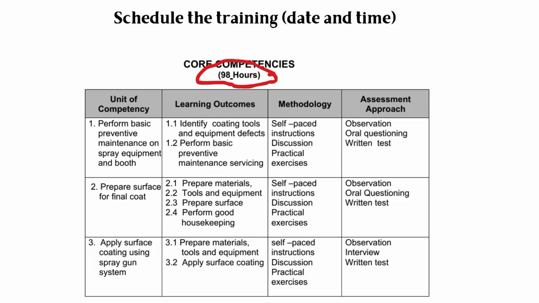Last is the schedule of the training. Date and times refer to your TR. You may divide the allocated total number of hours by the number of learning outcomes based on the required learning outcomes. In my case it is 98 hours, so I divide it by my 15 learning outcomes, and that becomes my time.